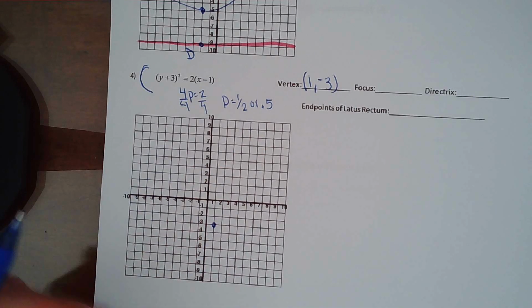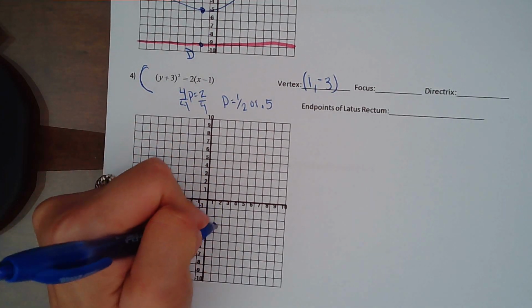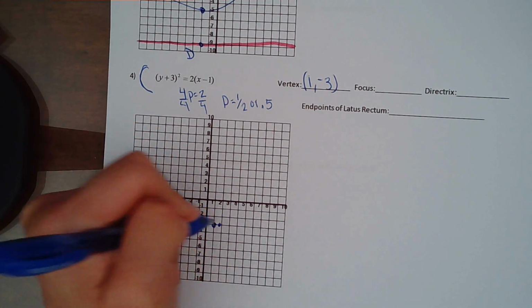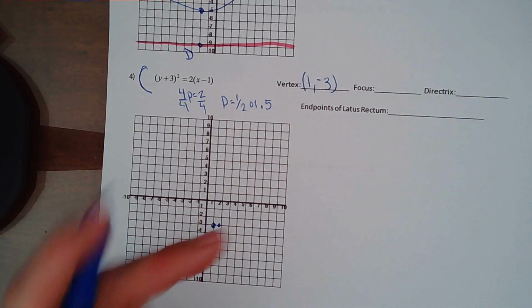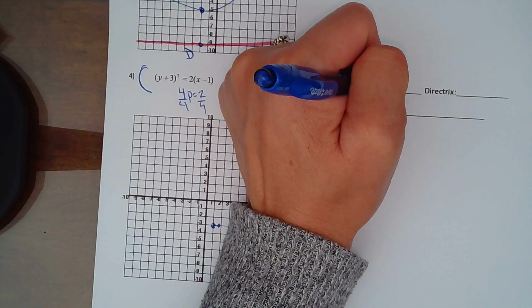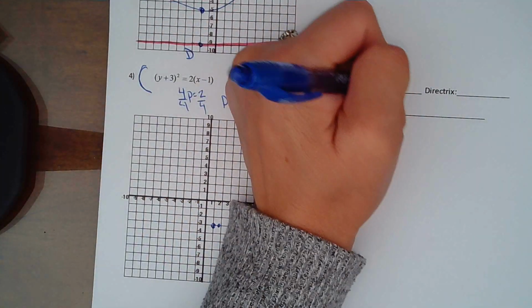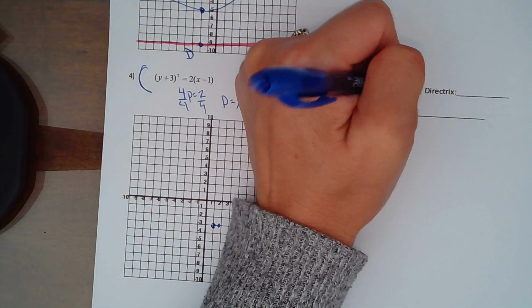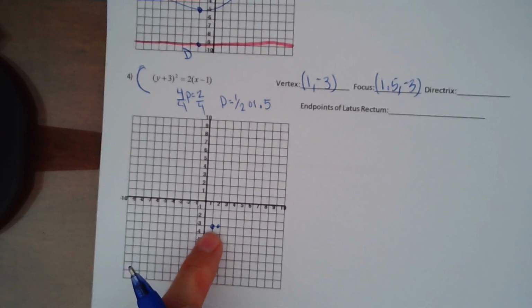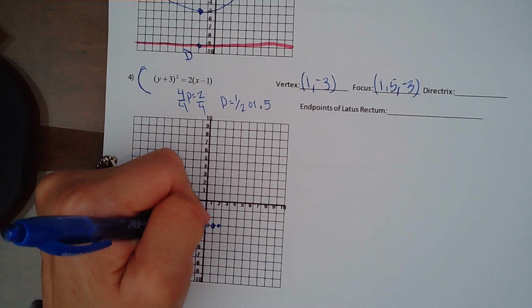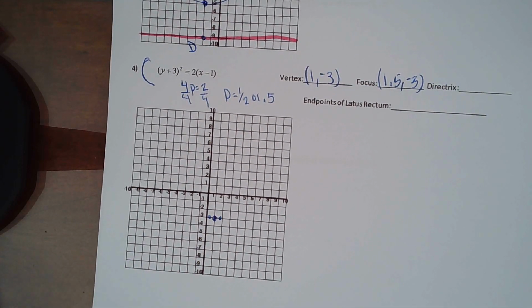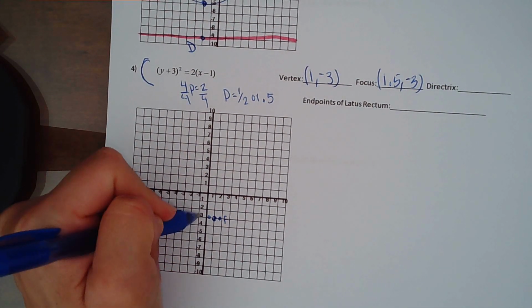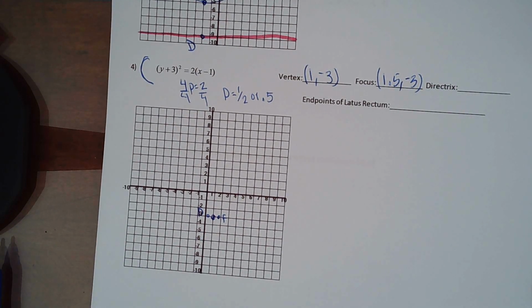So I see that p is 0.5, so I'm just going to move that over just a teeny little bit. And I'm going to see that that point is about 1.5, comma, -3. And then I'm going to go ahead and move it over about 1.5 again and see that this is my focus. This is my directrix.